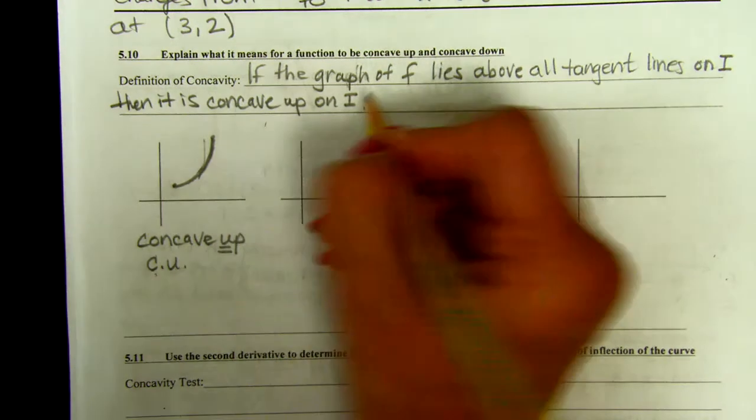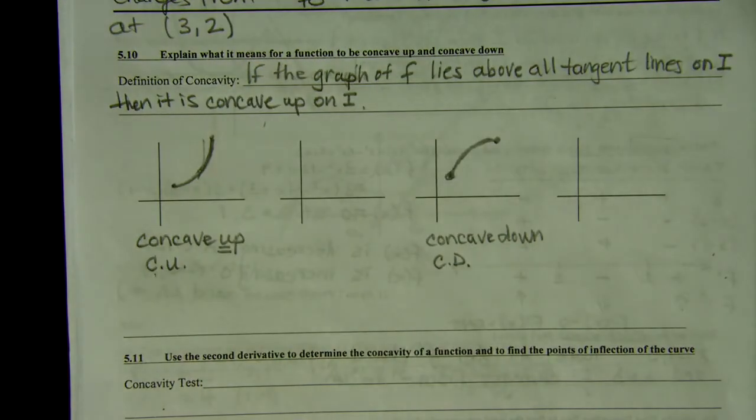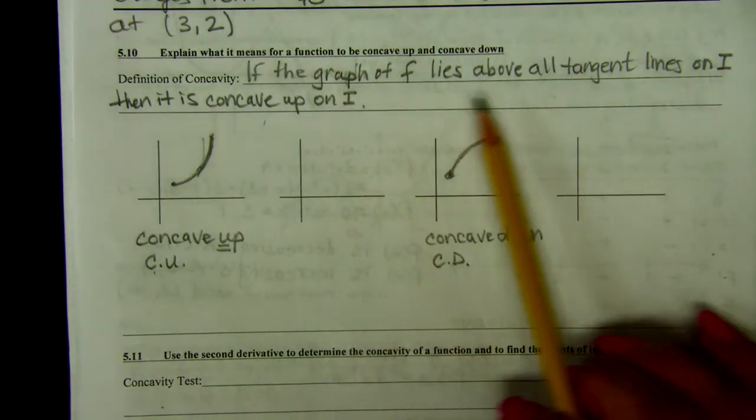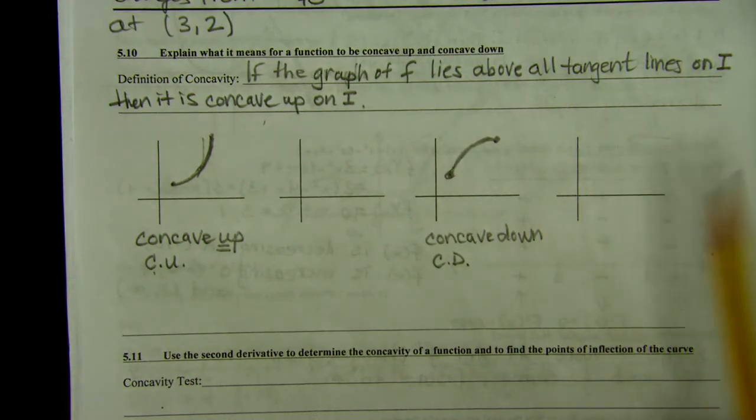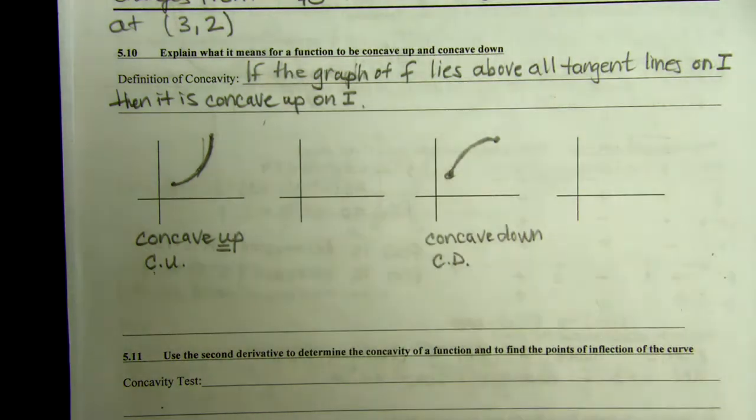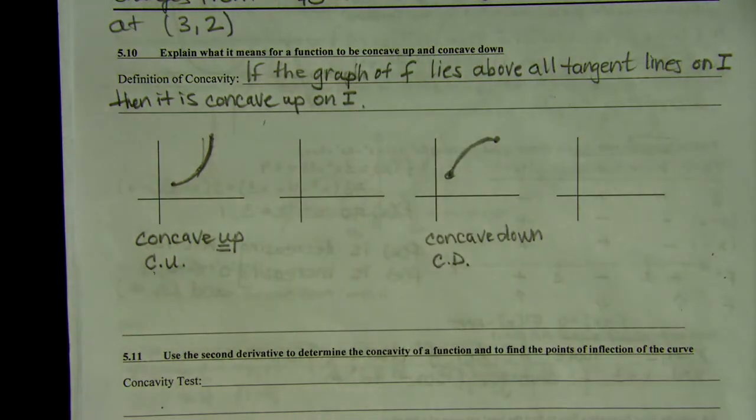Okay, so let's see what that means. If the curve or the graph of f of x lies above all the tangent lines on that function, then that function is concave up.